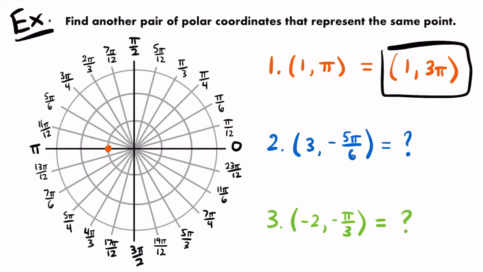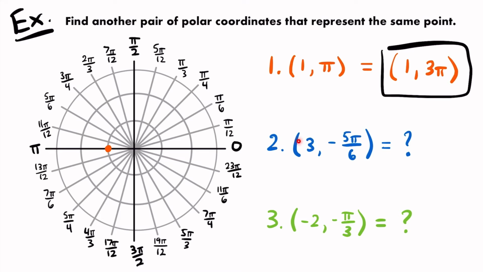Again, there are many other different solutions. We could add another 2 pi to this angle and have 5 pi, and that would still be the same point. And then we could add another 2 pi and have 7 pi, and that would still be the same point. And so you kind of get the idea. There are many different ways that you could represent the same point in polar coordinates.